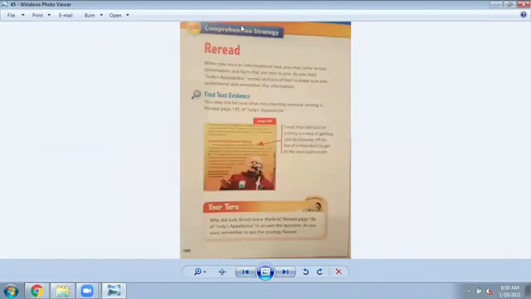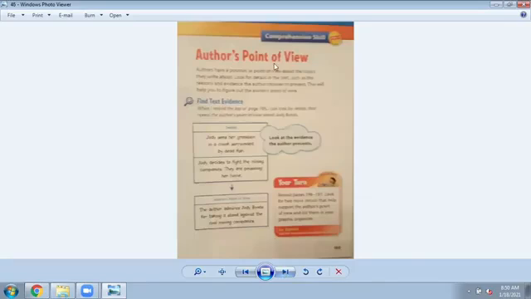So again, quickly, we have reread, when we go back when we don't understand something and look for the information in the text by rereading. We have author's point of view, which is the position or the way the author thinks or feels about something that he's talking about.